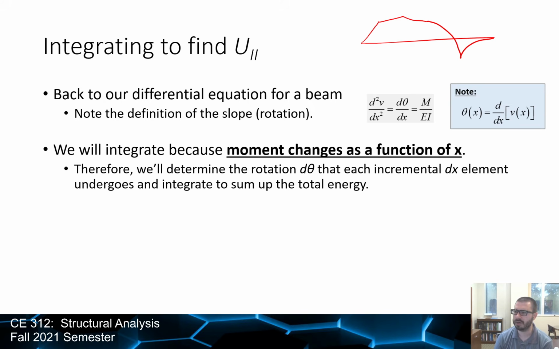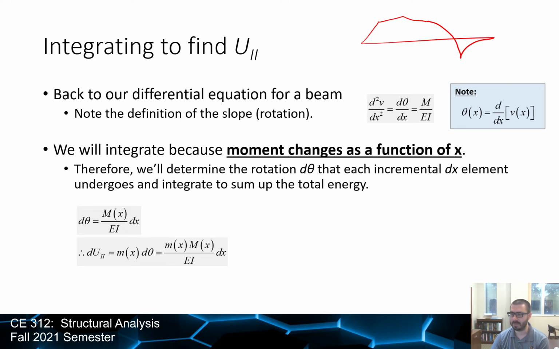So what we're going to do is look at how much each element deforms. In this case, because we're looking at moments, we're looking at how much each element rotates. So we're looking at the little incremental rotation in each element and then integrating to sum up the energy. So d theta is M over EI dx. In this case, M might be a function. It might not be a constant value. And so U2 is going to be d theta times that virtual load.